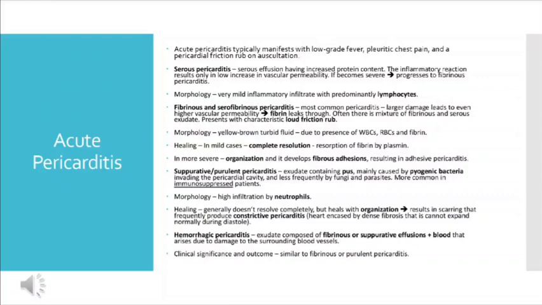Causes could be Dressler syndrome, which is secondary pericarditis in the setting of injury to the heart or the pericardium, for example post-myocardial infarction. It can also happen due to uremia, trauma, or autoimmune diseases. The morphology of the serofibrinous pericarditis, you'd see the yellow-brown turbid fluid due to the presence of white blood cells, red blood cells, and fibrin.